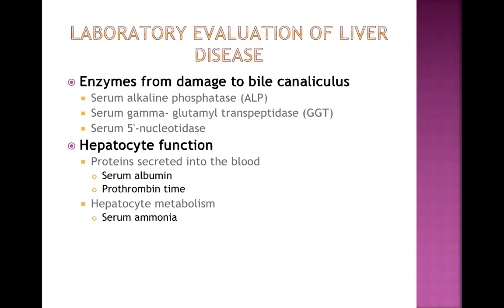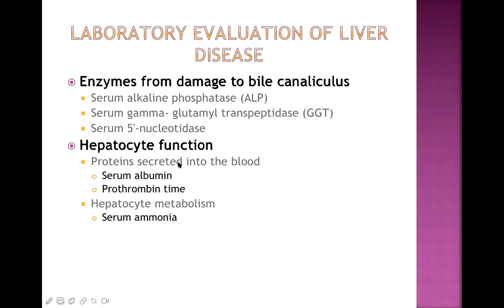Another enzyme is called GGT. This is serum gamma glutamyl transpeptidase, GGT. And another one is serum 5-nucleotidase. We call it 5-NT. Out of them, ALP is the most important one. So serum alkaline phosphatase, serum gamma glutamyl transpeptidase, and serum 5-nucleotidase, all of these are bound with biliary duct or biliary canaliculi. So when they are obstructed or damaged, they will be high.